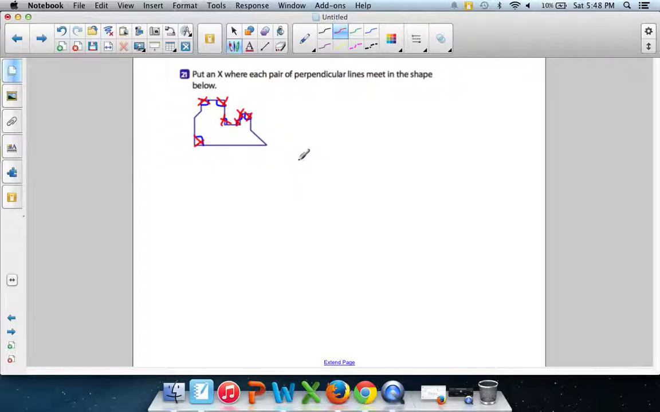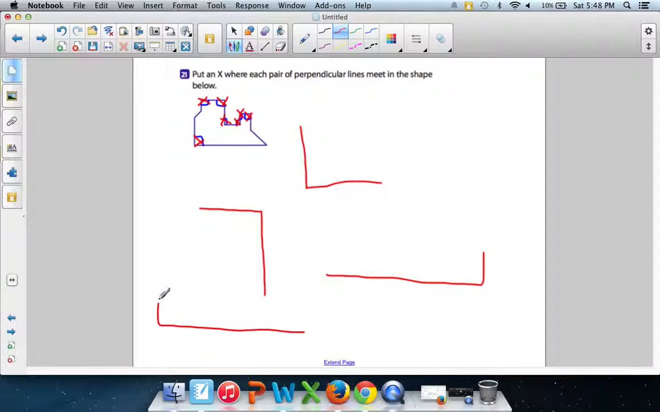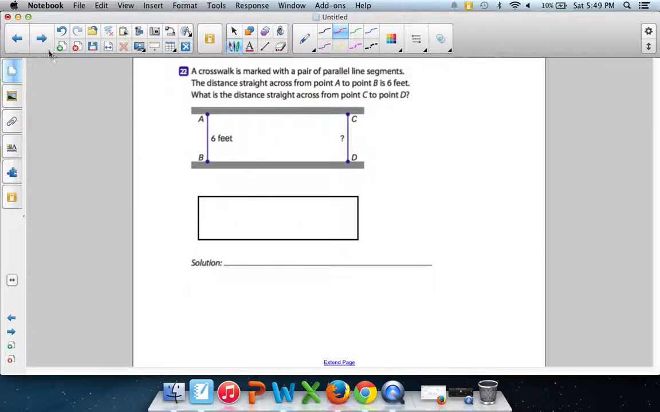Remember, you're looking for places where lines meet up just perfectly, just straight. It doesn't matter if it's like that, or upside down, or long sideways like this. If it makes this perfect L looking thing, or 7, or however you want to view it, it's good, and that's what you want.